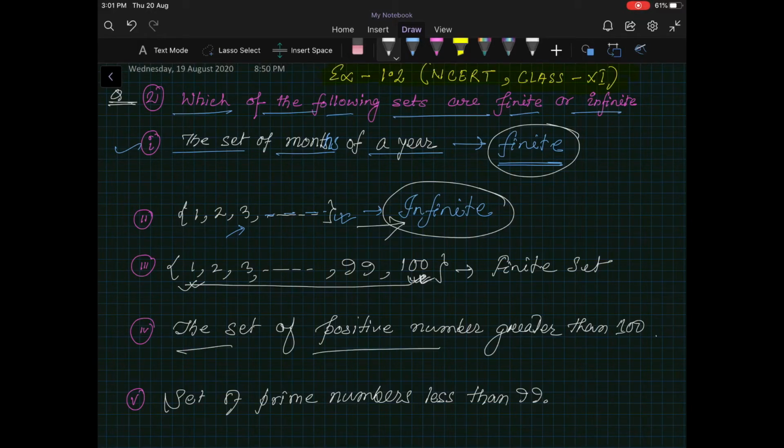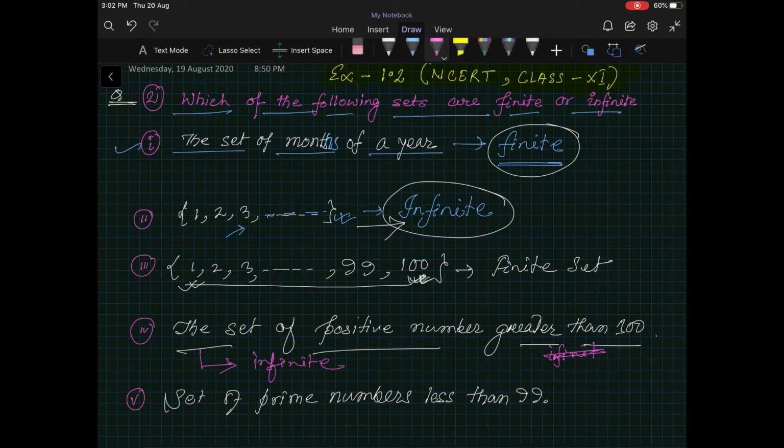And the next one, set of positive numbers greater than 100. There are an infinite number of positive numbers, and greater than 100 there are also infinite positive numbers. So that is also an infinite set. This fourth set is also an infinite set.